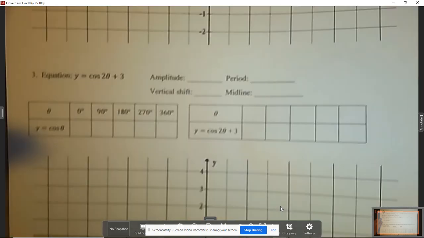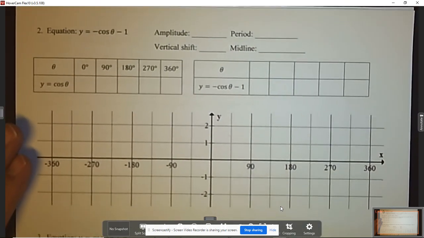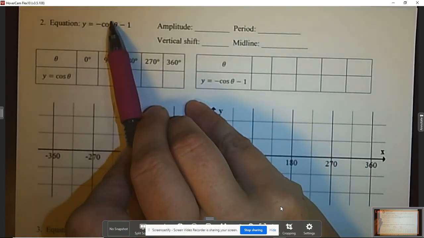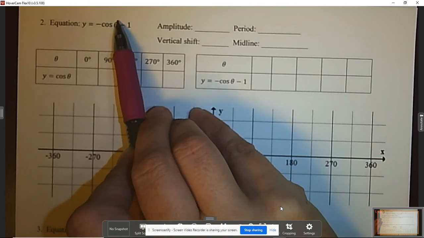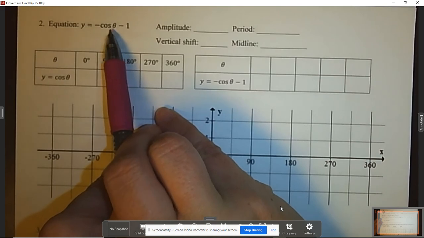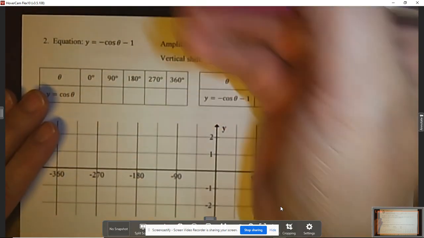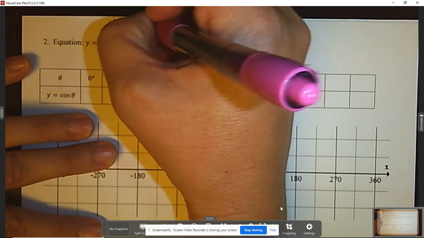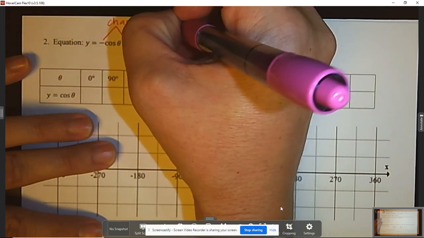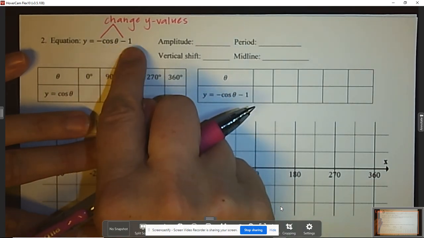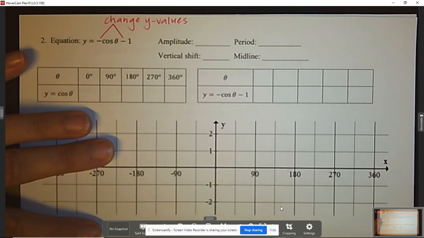Moving on to example number 2, we have a couple changes. Everything is outside. You can see there's nothing inside here again. What that means is my theta values don't change at all. Remember, inside here is when I start changing my theta values. Outside, both of these changes, the negative and the -1, change my y values. So that says multiply by -1 and subtract 1. Once we get to the table, we'll write that in.